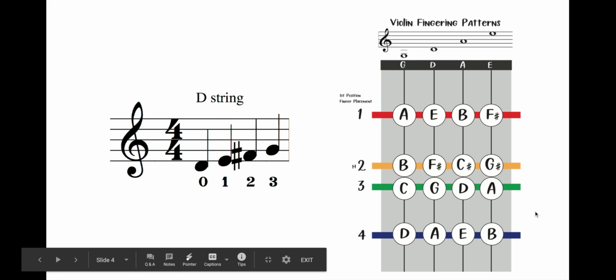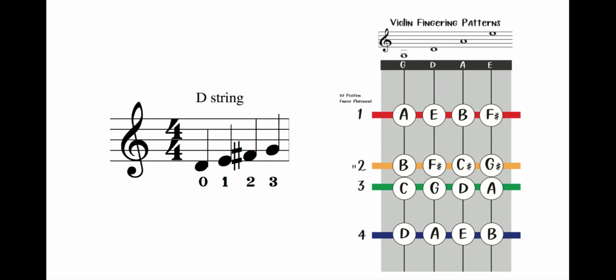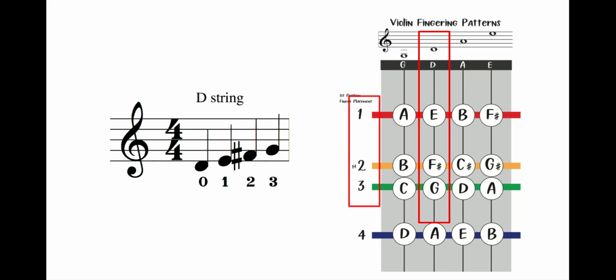This is the D string. You have open D. First finger, it's a note E. Second finger is an F sharp. And third finger is a G. Again, we are just skipping the fourth finger for now.